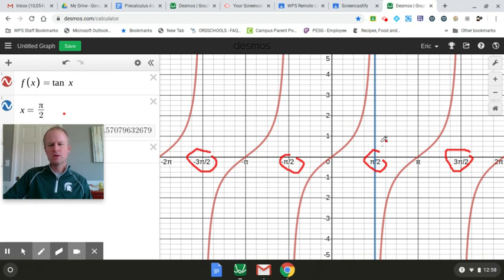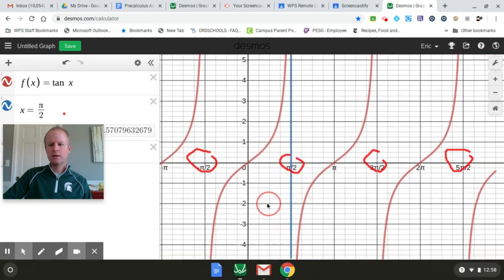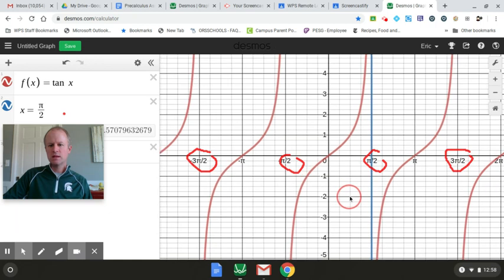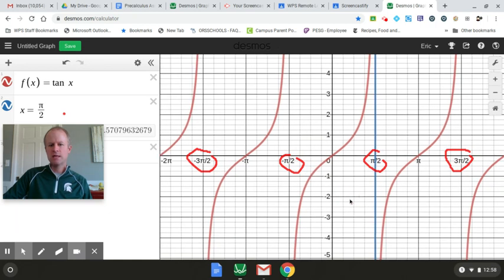And if I were to scroll over, so I'm going to switch it back and scroll over, you can see that this pattern continues on and on and on. So it's an interesting graph. Remember, tangent is slope on the unit circle. So if we think about the unit circle, at 0, there is a slope of 0. And then at 90, it's undefined, or pi over 2. It's straight up and down. So these values make sense.